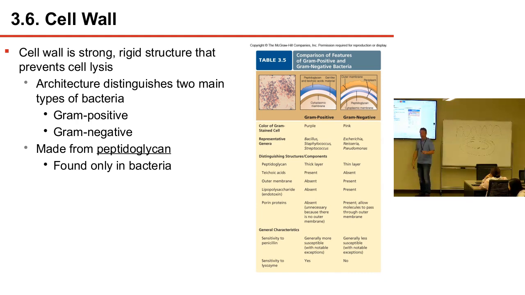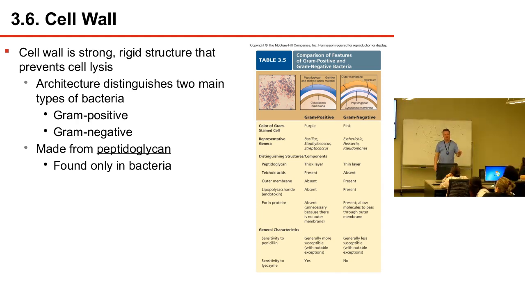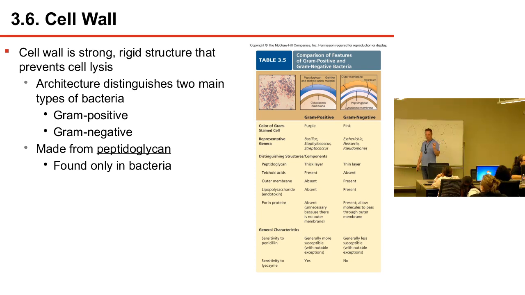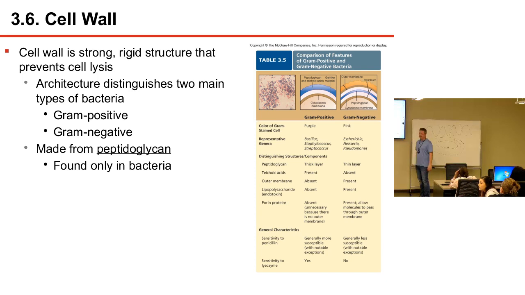The architecture is between two main types, gram-positive and gram-negative, based off that gram stain. Both gram-positive and gram-negative are going to have peptidoglycan in them. Peptidoglycan is the molecule that they're made up of. Again, it's only found in bacteria. We haven't changed anything yet. We're just still talking about bacteria.